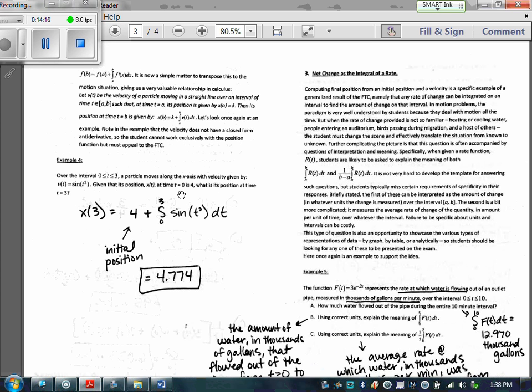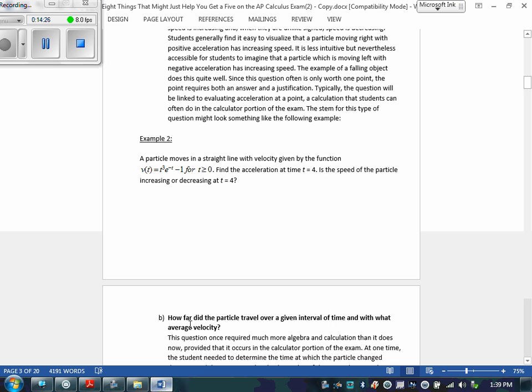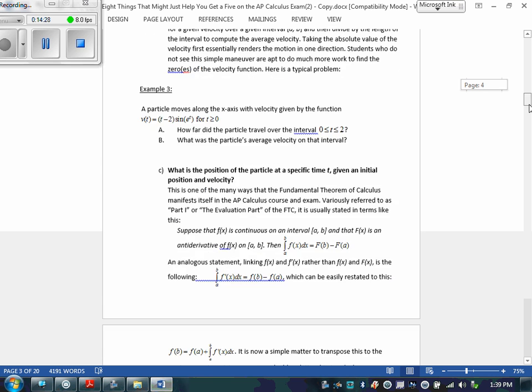Okay. So number 3 is net change as the integral of a rate. So let's read through. I'll give you a few minutes to read through number 3 and see what's going on with number 3.